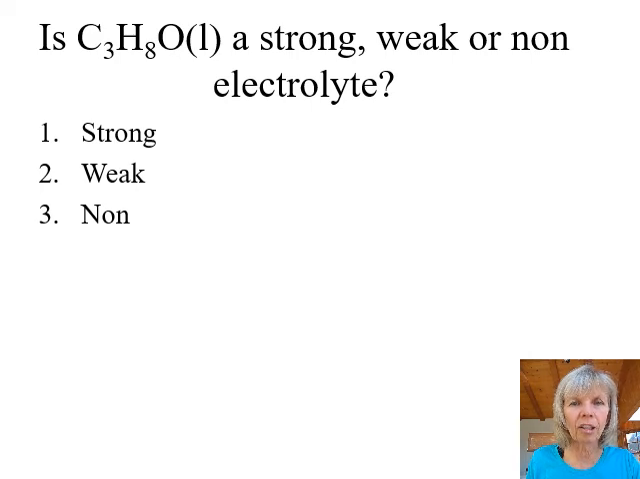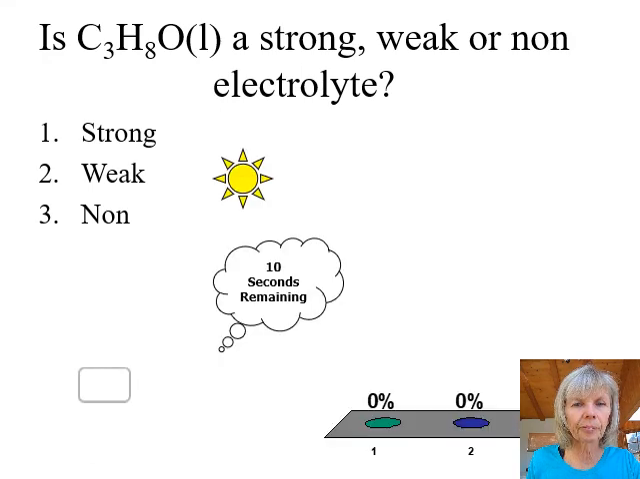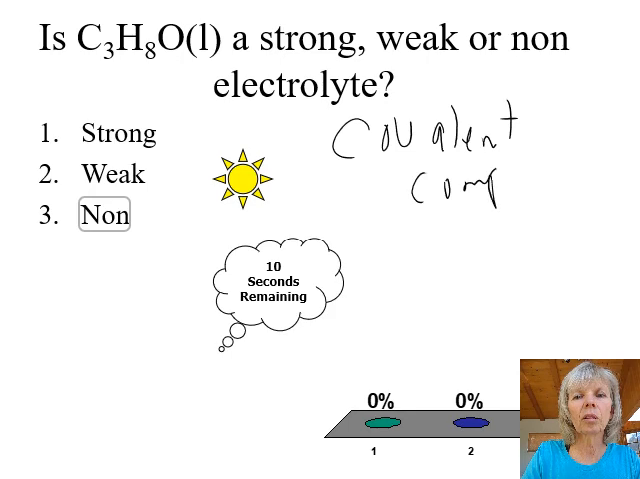C₃H₆O in the liquid state. Is this a strong, weak, or non-electrolyte? The answer for this one is non, because this is a covalent compound. I also said they need to be in the aqueous phase. With a liquid, there would be movement, so if there were ions, they could move around as well.